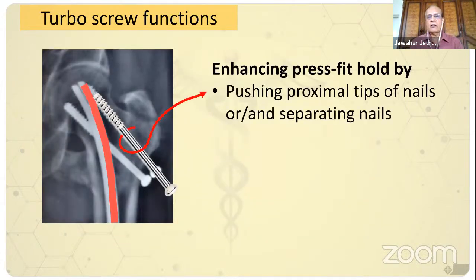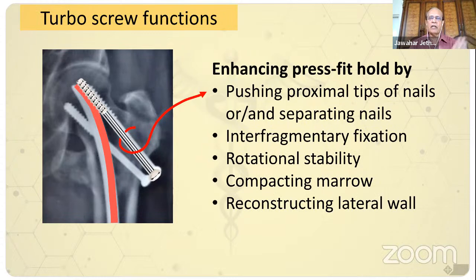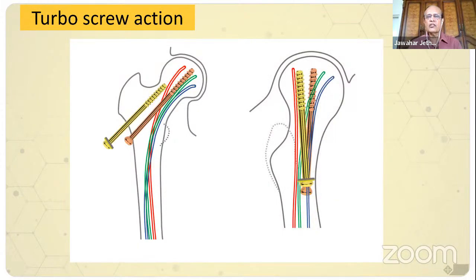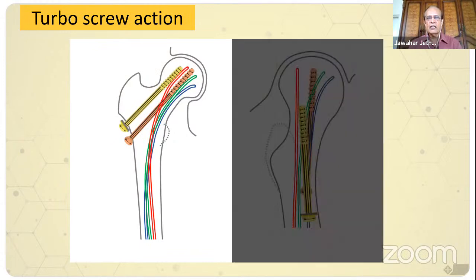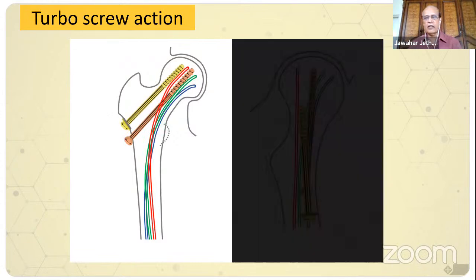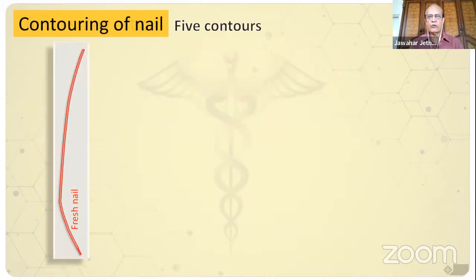And in this modified nailing, the press fit hold is enhanced by pushing this particular screw in between the nails. So it acts as a turbo, and it deviates the path of the nails inside the head, which increases the grip. If I just give you a particular GIF which I have prepared, you can see that it touches the nails in AP and lateral view, and then it disturbs the path of the nail, by which the total grip inside the head and neck increases, and that's how we are getting this.